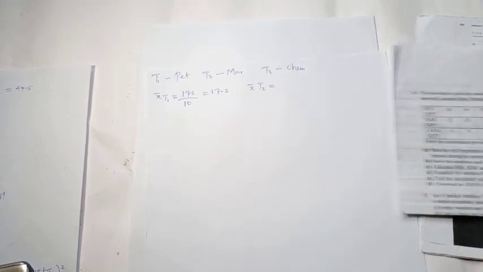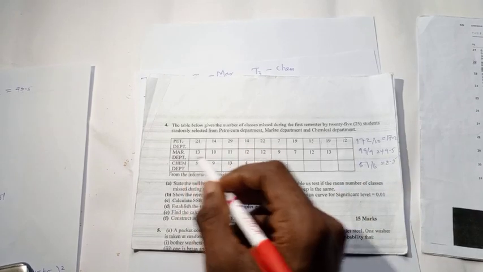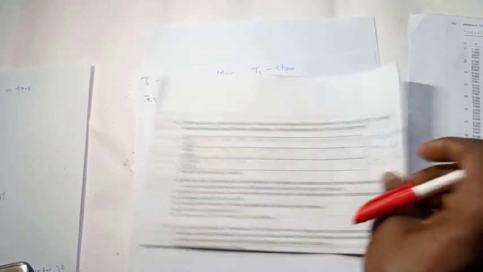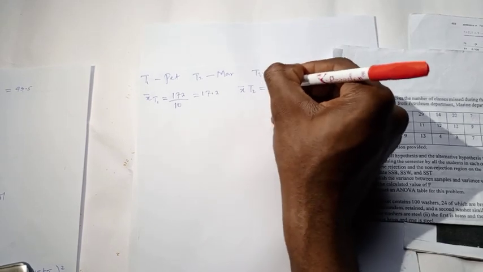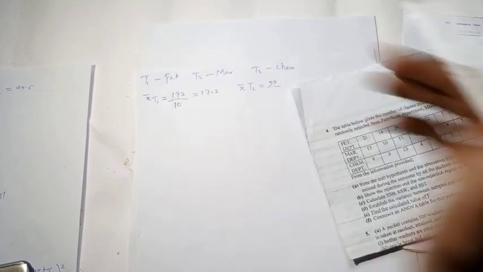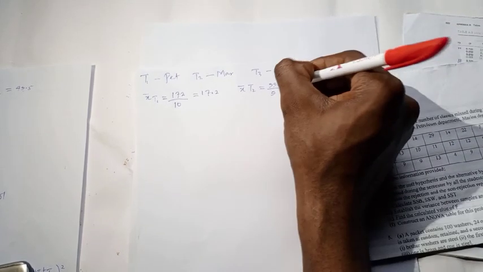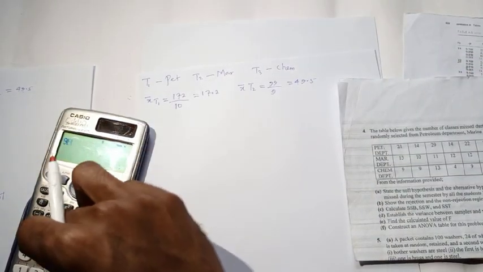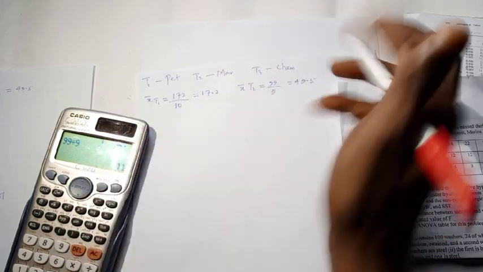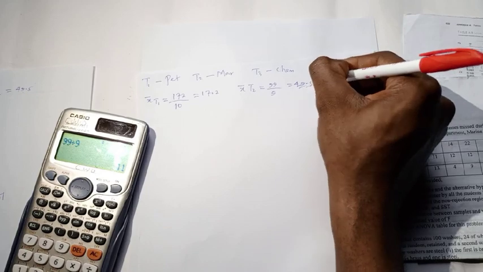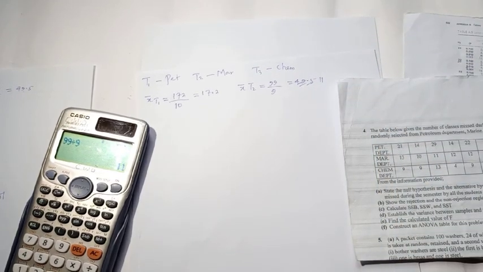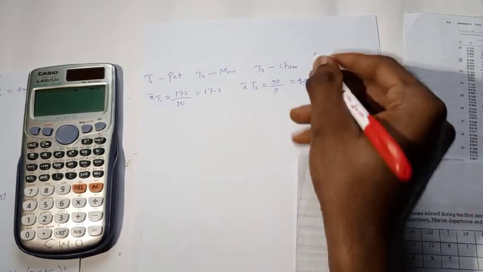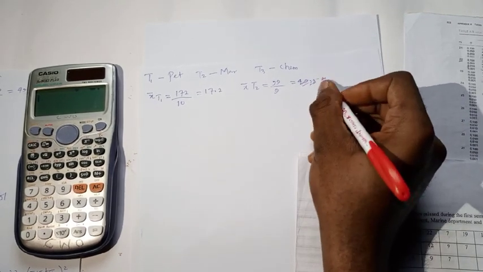So let's do that for x bar of T2. x bar of T2 will be, if you calculate all of the marine department, we are going to arrive at 99. And if you check how many marine students fall in this group, they are 9 in number. So you have 99 divided by 9. 99 divided by 9 is 11. So if we divide that, 99 divided by 9, we are going to have 11.